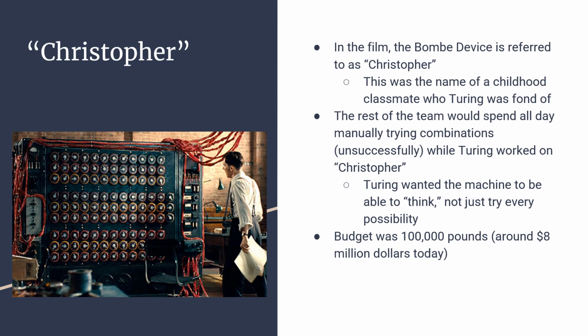So in the film, the bomb device, which I know its real code name was Victory, is referred to as Christopher, which is a liberty that was taken in the film. Christopher was the name of a classmate that Turing was fond of. I know that was in real life as well as in the movie, but they took a little bit of liberty with that.